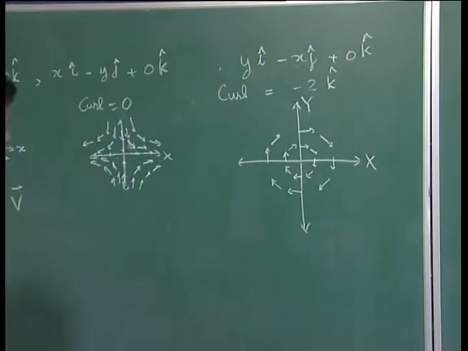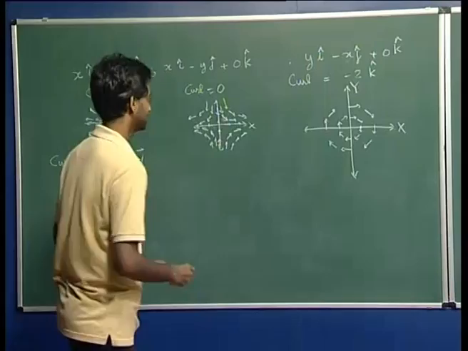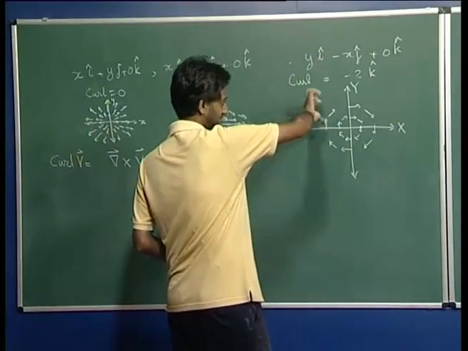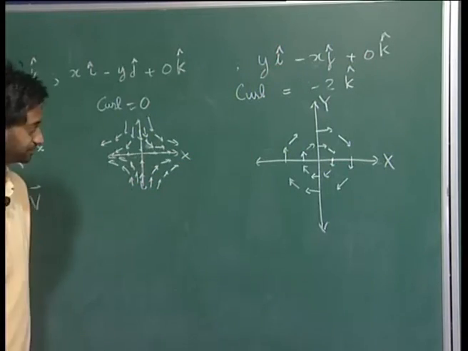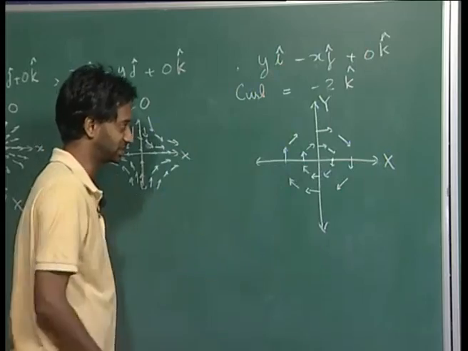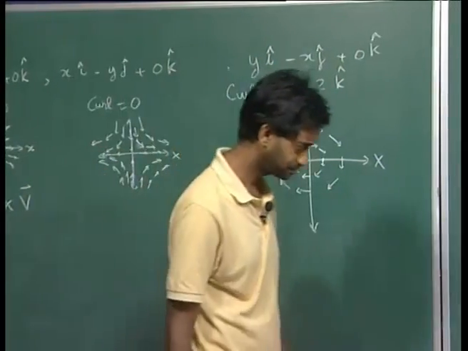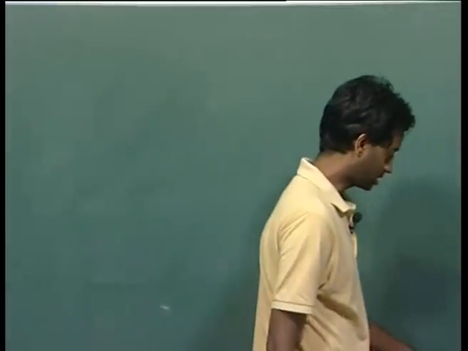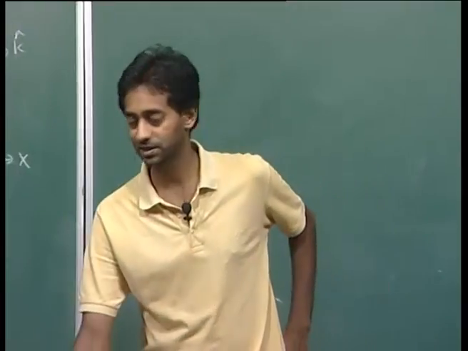So, what you notice is that unlike these fields, this field seems to have a net rotation in this direction, and that is what gives it a non-zero curl. And since the rotation is in the counterclockwise direction along y to x, the sign of the curl is negative. So, so far I hope I have tried to show you some of the physical significances of the gradient, divergence and curl.